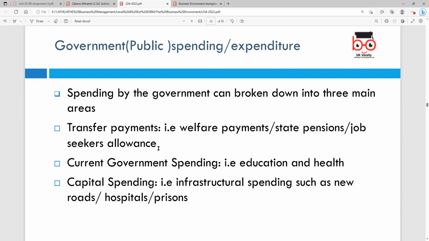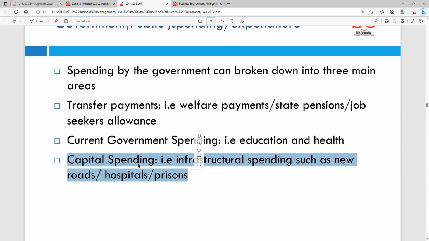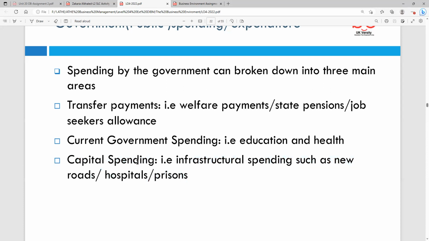Number one, they spend on capital expenditure, capital spending, like, for example, new roads. They'll spend on hospitals, on building new prisons, on schools, and on government buildings. They also buy equipment, for example for these hospitals, schools or prisons, and computer equipment or lighting on roads. So this is known as capital expenditure.